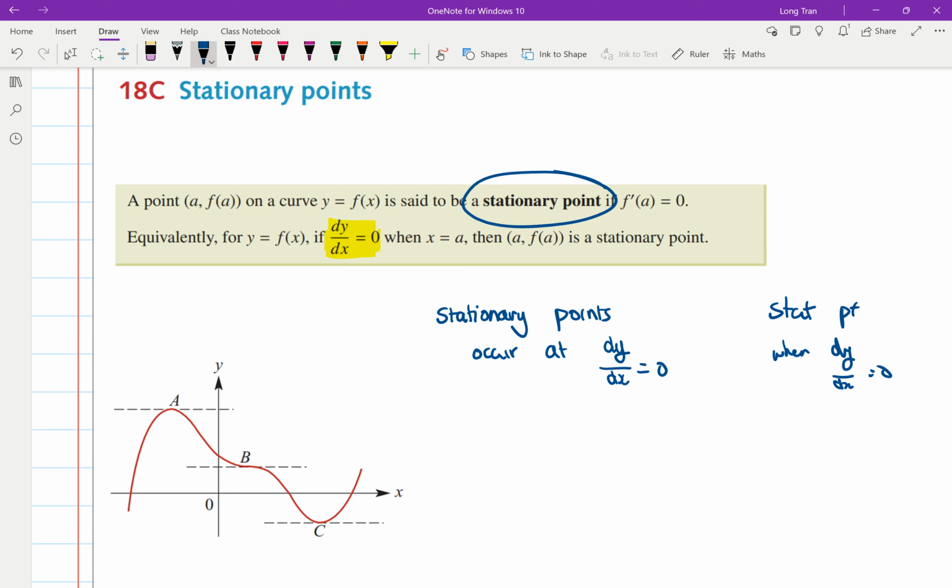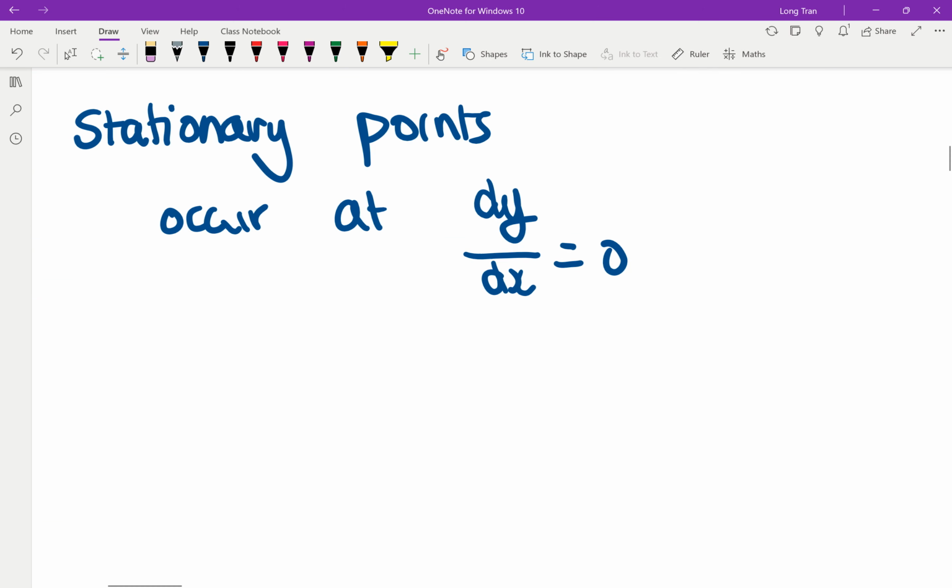Okay? Now, let's unpack that. Delta y, delta x is the derivative. So when I say the derivative equals 0, what am I really talking about here? When you find the derivative, what are you trying to find? The gradient of a tangent line. Okay, it's the gradient of a tangent line at one point on the function.